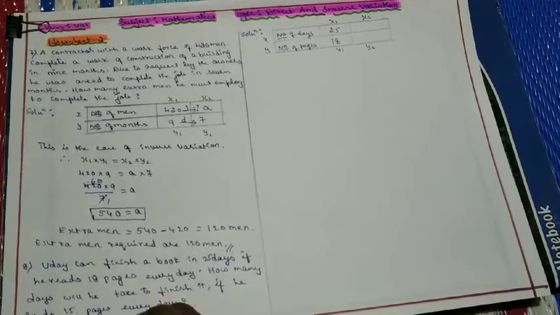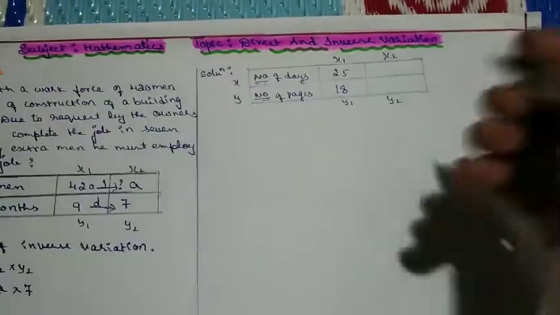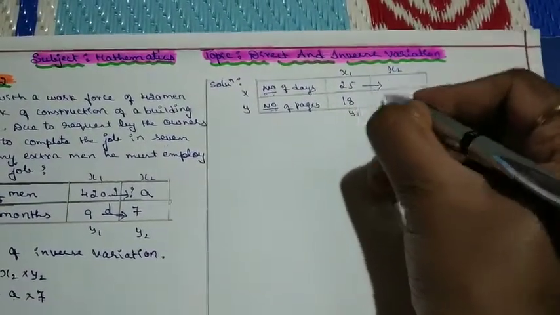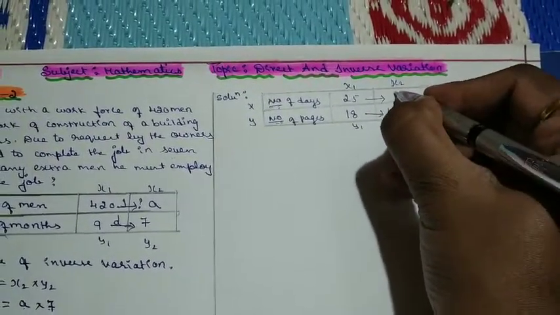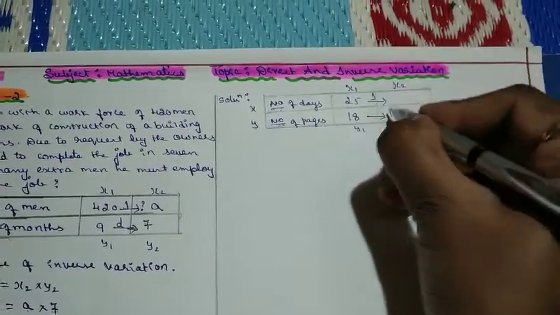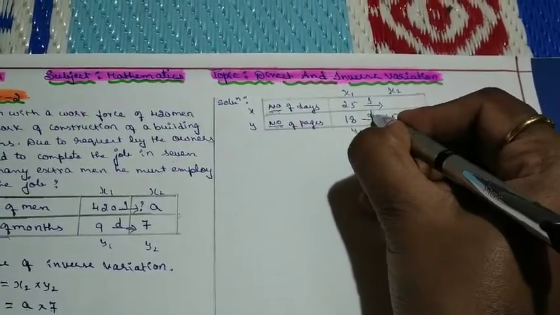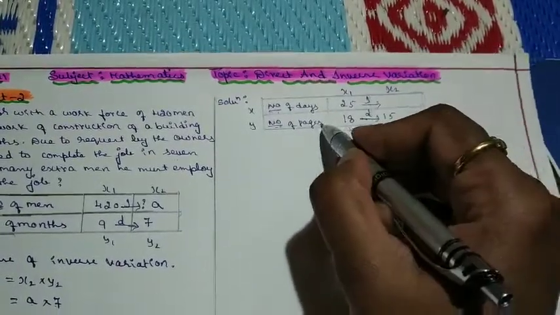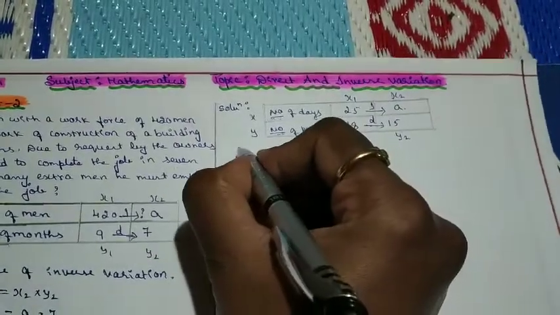Then if he reads, instead of 18 pages, 15 pages a day, does he complete reading the book within 25 days or more than 25 days? Of course, it will be more than 25 days. Yes, then here the number of pages is decreased and the number of days is increased. Then this is the case of inverse variation.